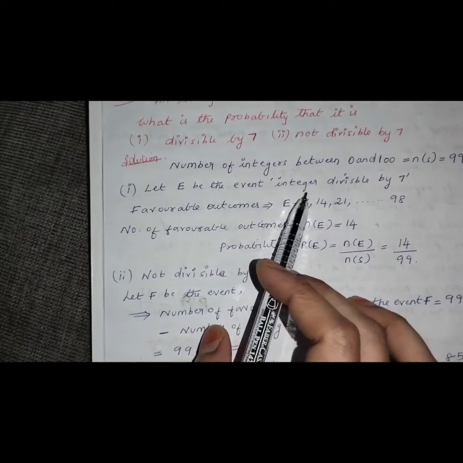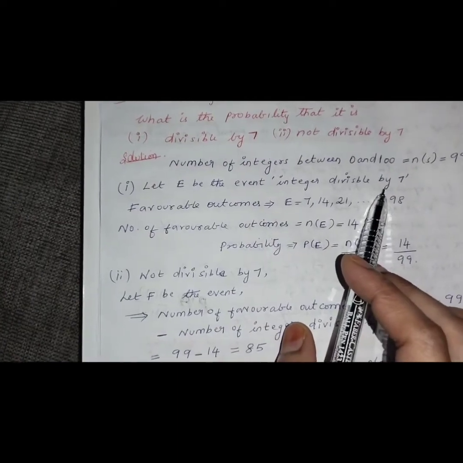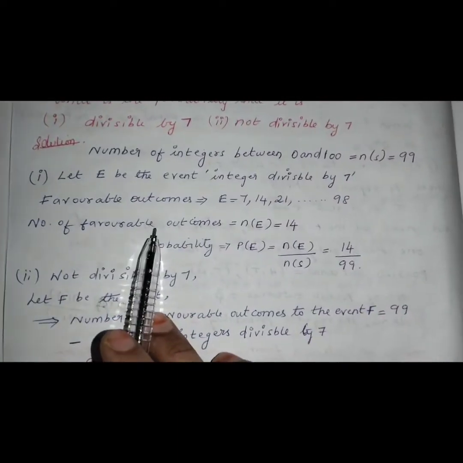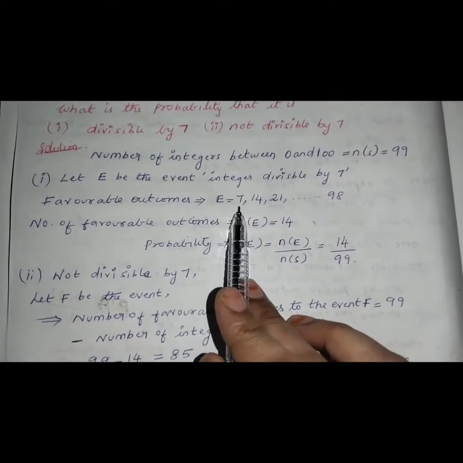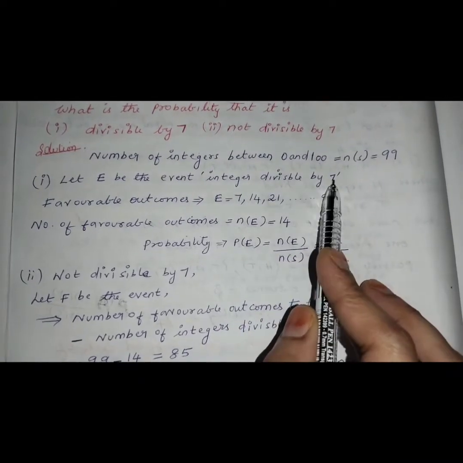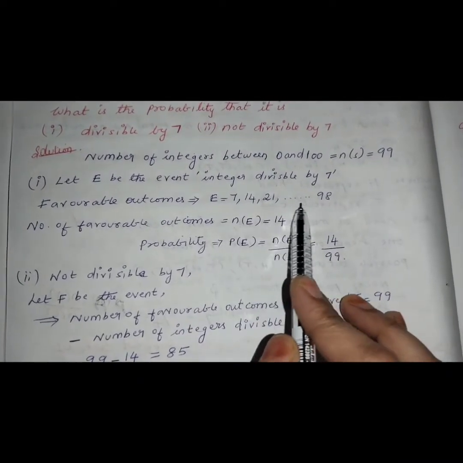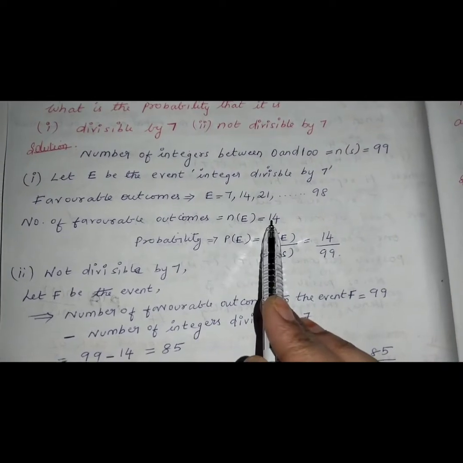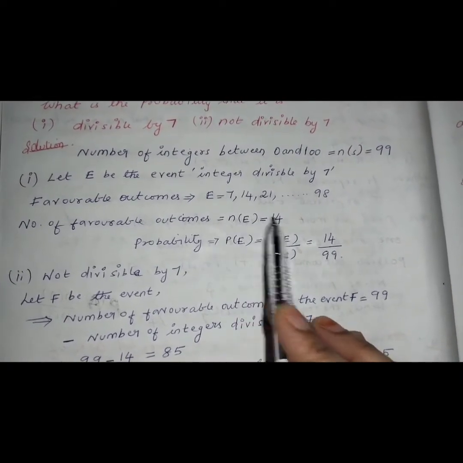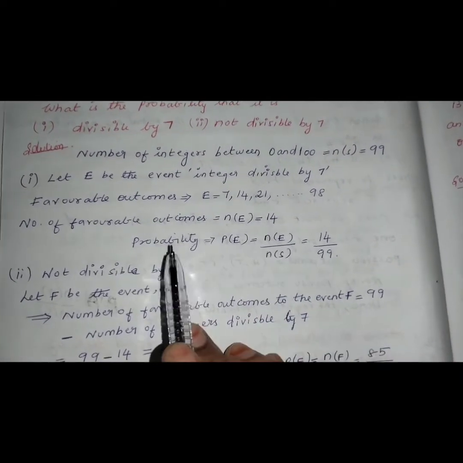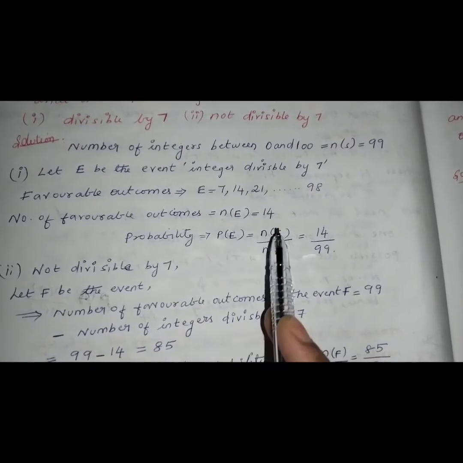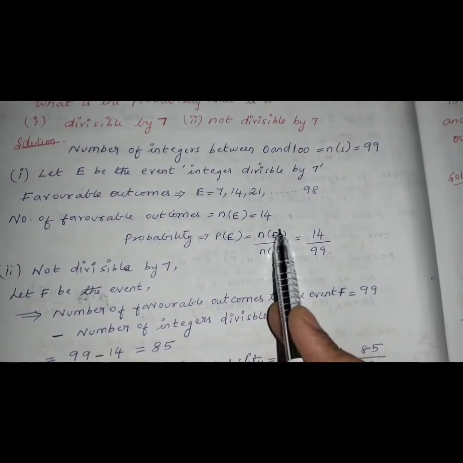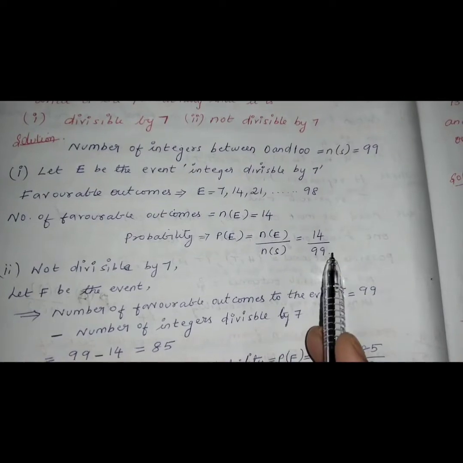Let E be the event of the integer being divisible by 7. The favorable outcomes of E range from 7 to 98. So the numbers divisible by 7, from 7 to 98, are 14 numbers. So the value of n of E is 14. The probability P of E is n of E by n of S. The value of n of E is 14, and n of S is 99.